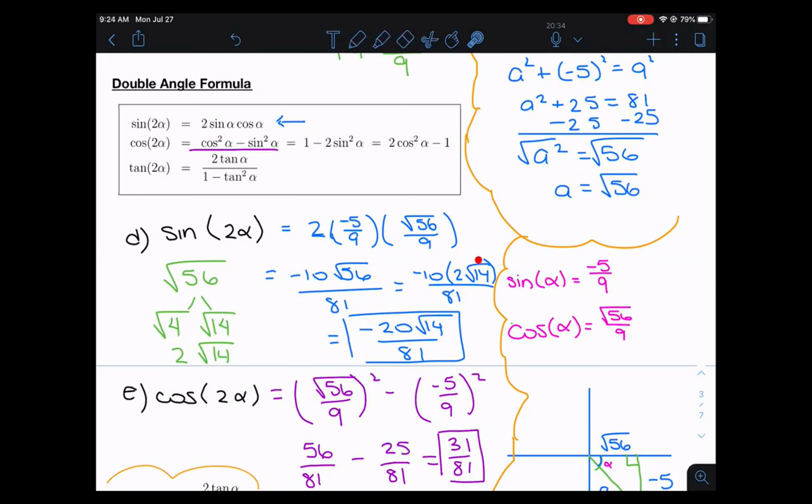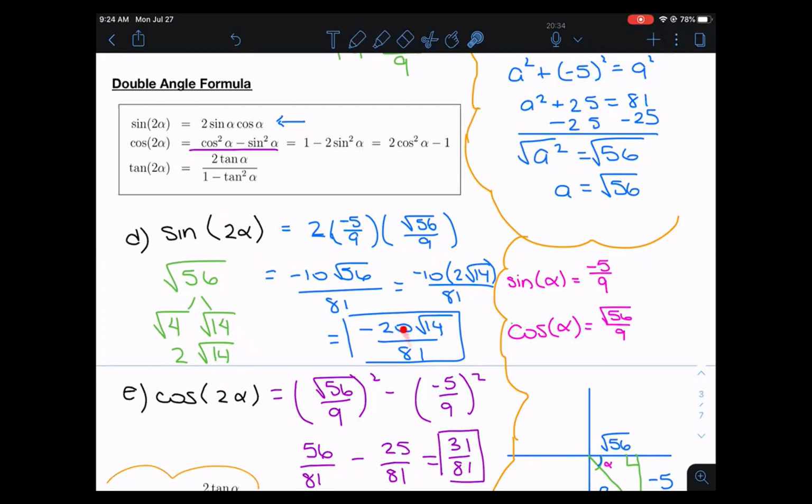And then you go over here. We're just going to plug this in. So instead of writing the square root of 56, we're going to write 2 square root of 14. And now we can multiply negative 10 times 2, that's negative 20, square root of 14, all over 81. And that's it. This is our answer.